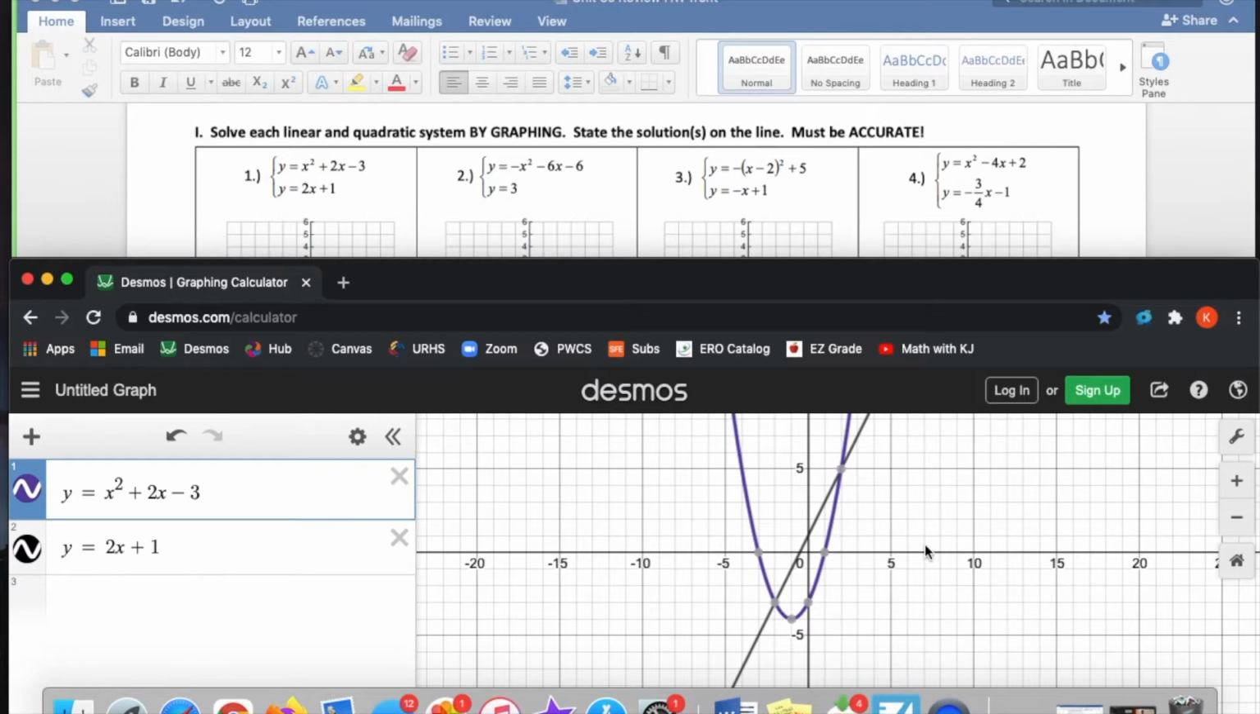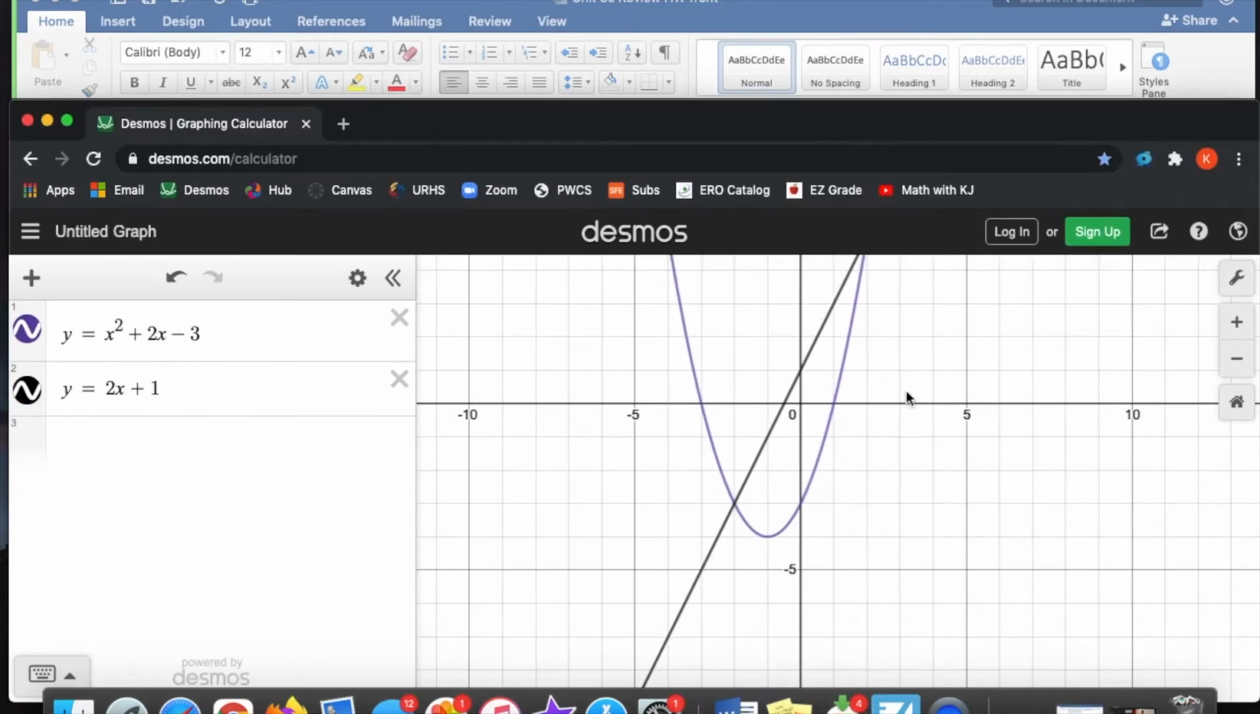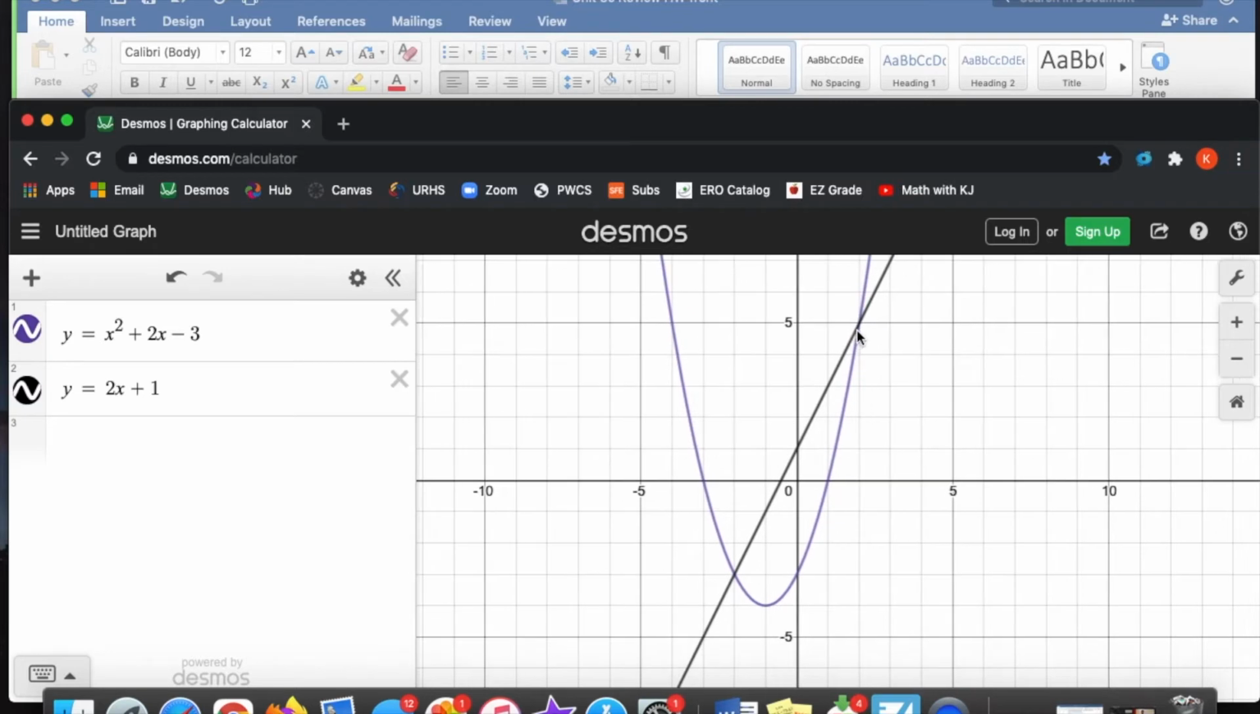Desmos highlights all these points for me. What might be helpful is if you zoom in. If you zoom in here, you can see that this black line intersects with my purple parabola here twice. Desmos highlights the intersection points for you, and those are the places where there would be a common solution, right?